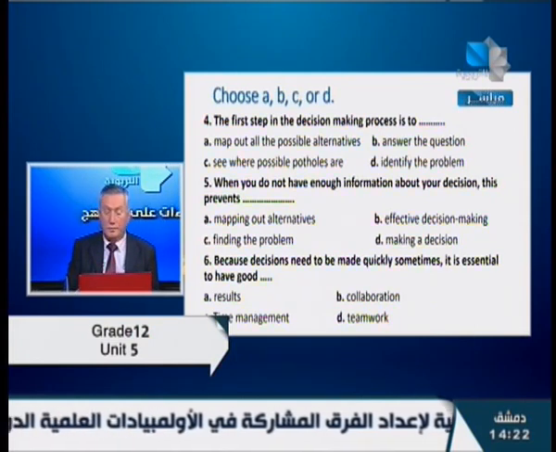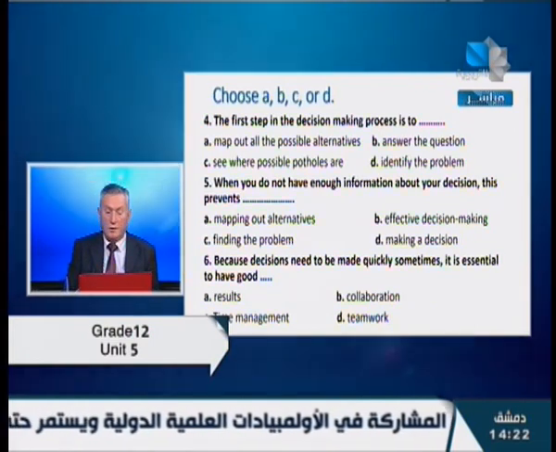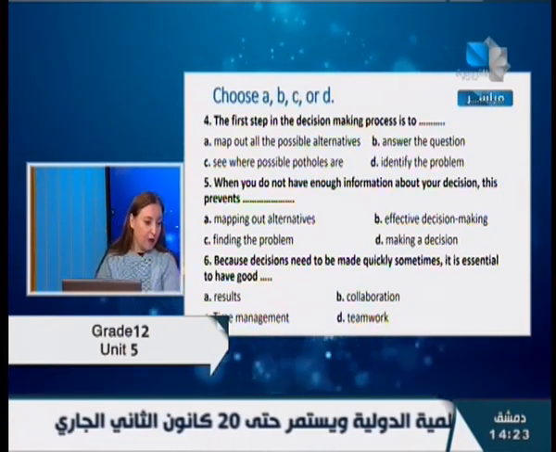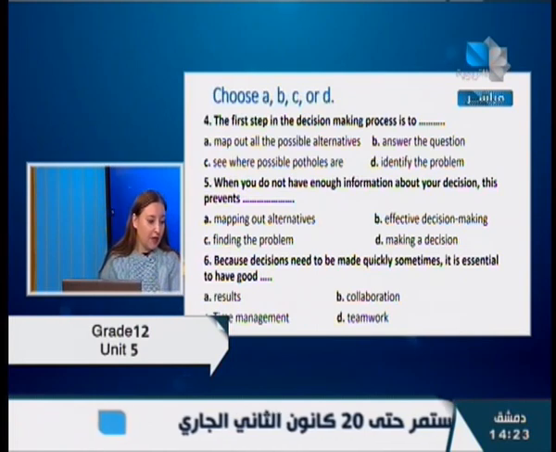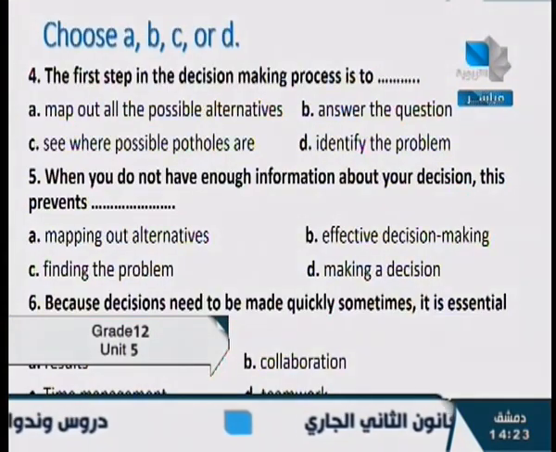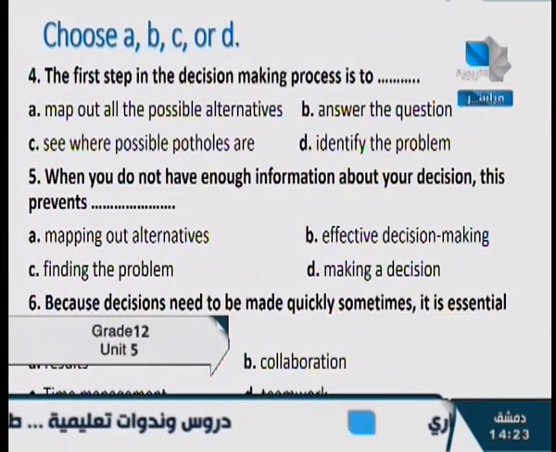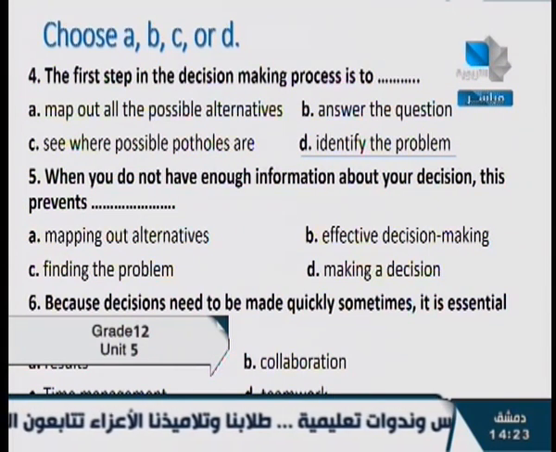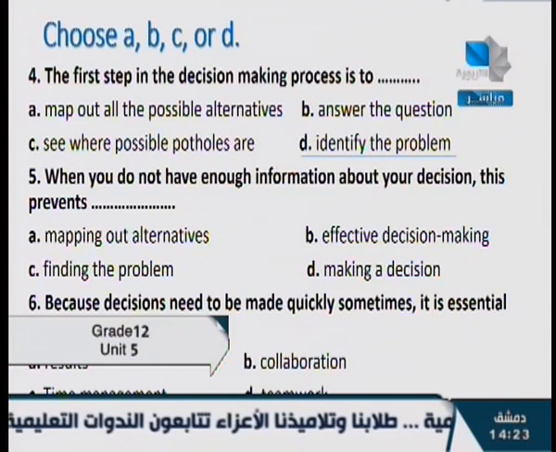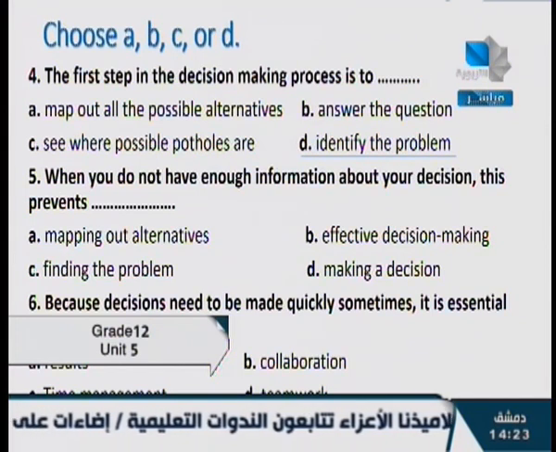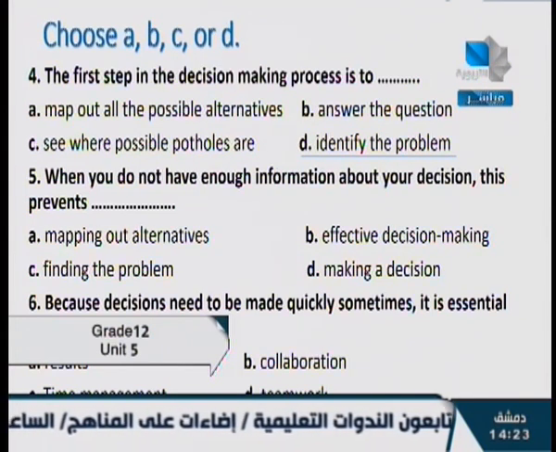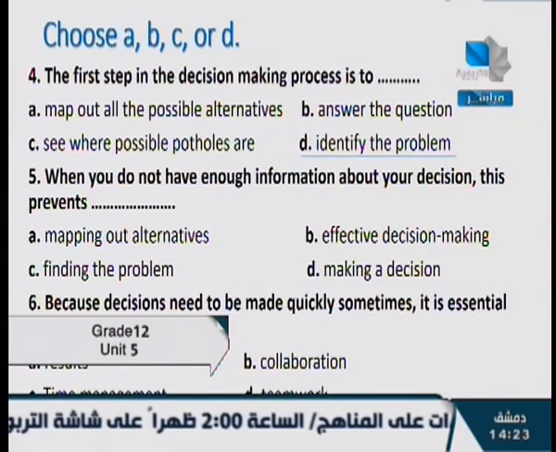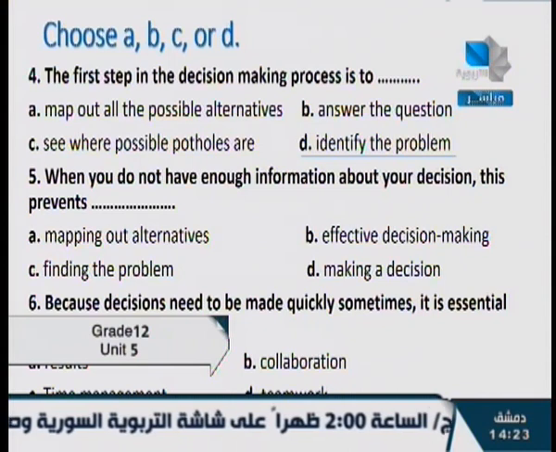Yes. Number 4, Miss Ola Subh. I don't have number 4 here. Okay. So number 4, the first step in the decision-making process is to A. Map out all the possible alternatives. B. Answer the questions. C. See where possible potholes are. Or D. Identify the problem. It's D. Identify the problem. Yes. Identify the problem.